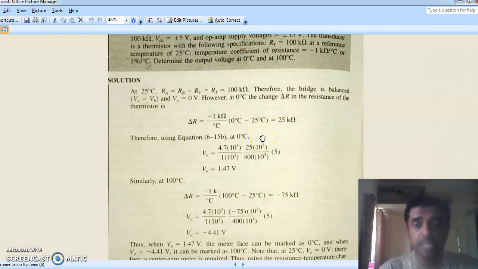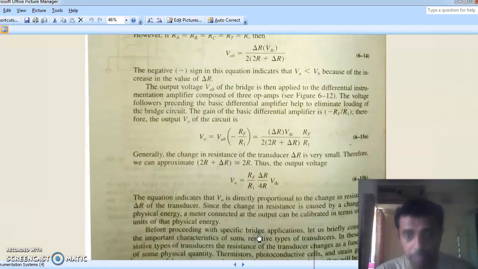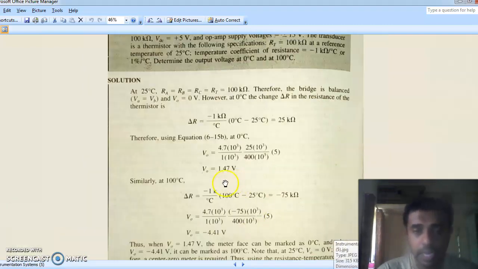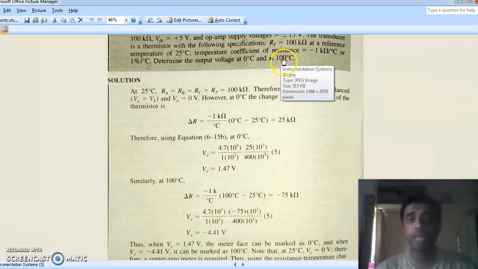If I substitute that change in resistance in the basic equation, this was my basic equation, that is, if I substitute that delta R here, RF is given, R1 is given, R is given, VDC is also given. If I substitute the delta R corresponding to 0 degrees Celsius, what I get is 1.47 volt.